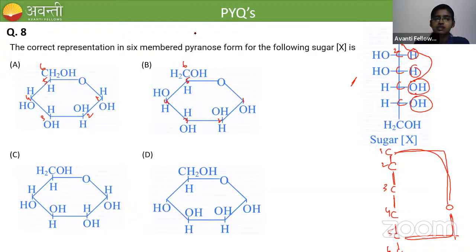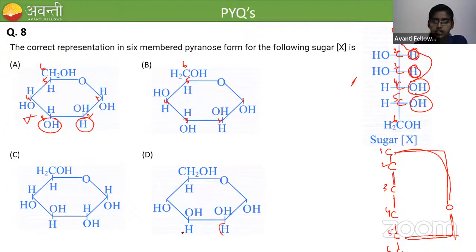Option A. Check once again. This is carbon 1, this is 2, this is 3, 4, 5, and 6. For both the second carbon and third carbon, hydrogen is on the right side, so they have to come to the bottom side. In option A, only for the second carbon is hydrogen at the bottom position, but for the third carbon you see OH is there. So it is not the correct answer. Which is the correct answer? Yes, good. Option D is the correct answer.